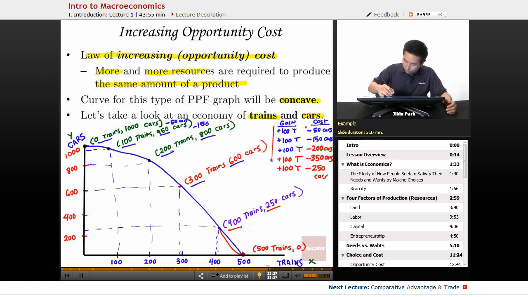So the first 4 here highlights the law of increasing opportunity cost. As you try to build more and more trains, what you're finding is that the cost of making it goes higher and higher, from 50 cars to 150 to 200 to 350.